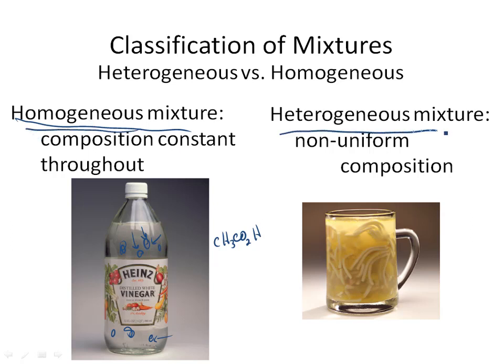A heterogeneous mixture has different things in different places. So here we have some spaghetti or something like that in a broth. If you look right there, you've got spaghetti. If you look right there, you've got broth. Different things in different places: a heterogeneous mixture.